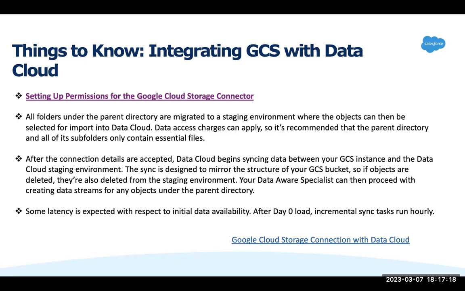So once the connection details have been accepted, Data Cloud will begin syncing from your Google Cloud Storage to Data Cloud. What will happen is the sync is exactly the mirror of your Google Cloud bucket. So it's not magic. What you have available in the Google Cloud bucket, the exact same sync will match in your Data Cloud as well.